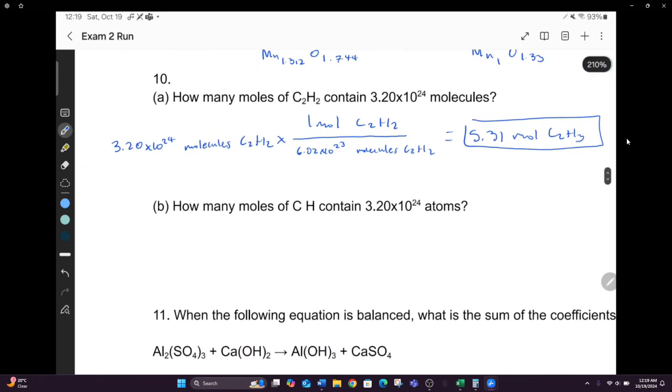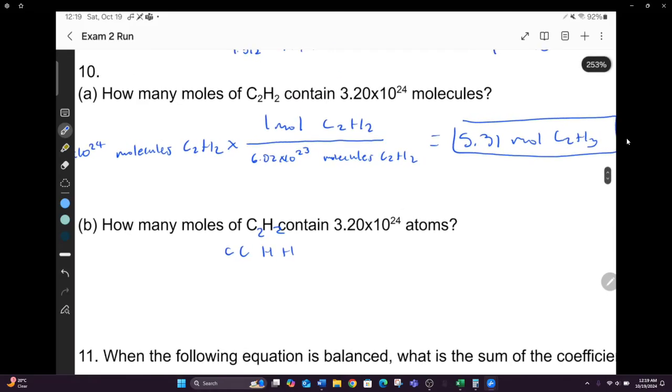Now, this question is a bit more interesting. Oh, I forgot to fill this in. C2H2. How many moles of C2H2 contain 3.20 times 10 to the 24 atoms? Just to recap, C2H2 has 1 carbon, 1 carbon, 1 hydrogen, 1 hydrogen. So 2 carbons, 2 hydrogens, for a total of 4 atoms.